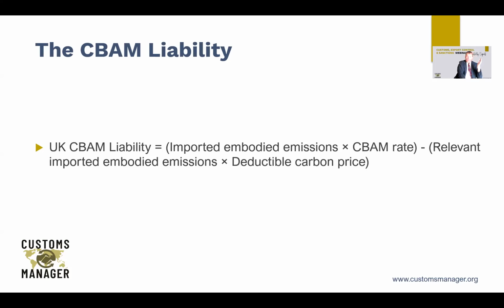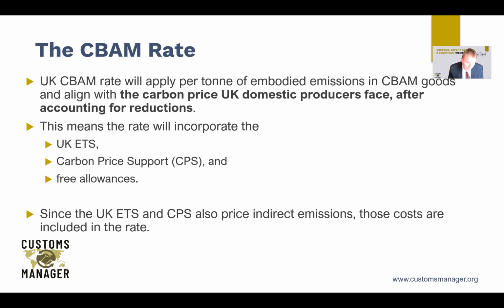So here it is. We have the UK carbon liability, which is imported embodied emissions times the CBAM rate, minus relevant imported embodied emissions times the deductible carbon price. Voila, that's it. Easy so far, except one thing we don't know: what is the CBAM rate? So assuming that you can get the embodied emissions, what will be the CBAM rate? How is that determined? The CBAM rate will apply per ton of embodied emissions in CBAM goods and align with the carbon price UK domestic producers face after accounting for reductions.